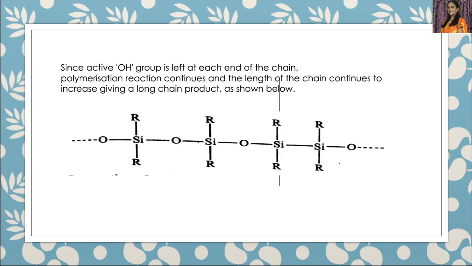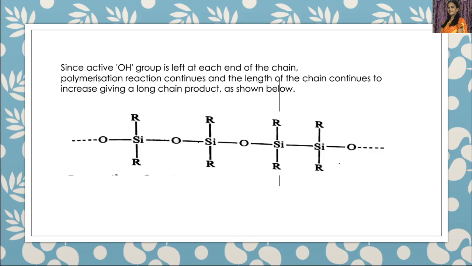Next, in this molecule, the active OH group is left at each end. The OH group is present on this side also, at both ends. Because of this, the polymerization reaction continues and the length of the chain continues to increase.